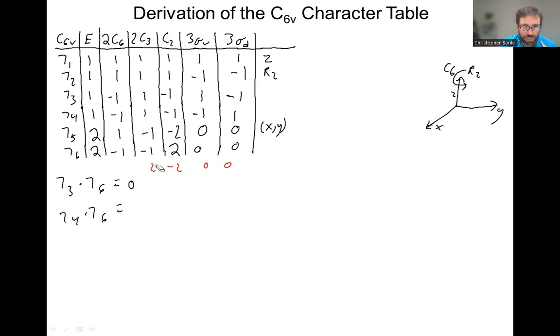And our last one, let's test gamma 4. It's amazing how this all works. Gamma 4 dotted with gamma 6. So that gives us 2, that gets us a 2, that gets us a -2, and a -2, and then zeros. And again, 2 plus 2 minus 2 minus 2 plus 0 is 0. So it all works out. Gamma 4 dotted with gamma 6 is equal to 0. All right, at this stage we've got all of our vectors.